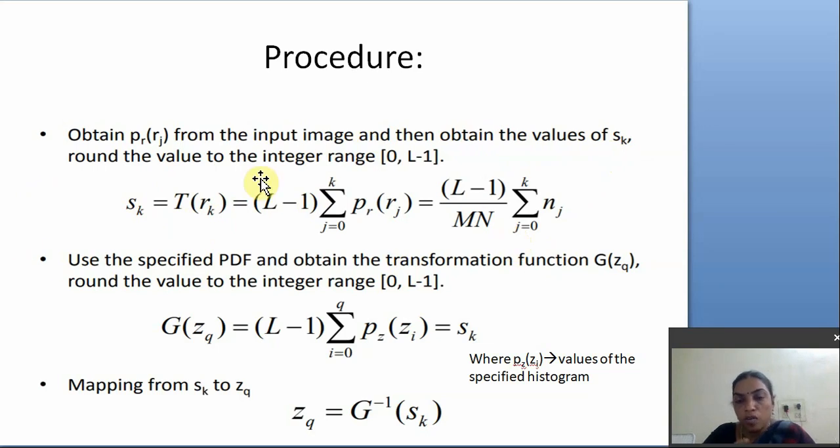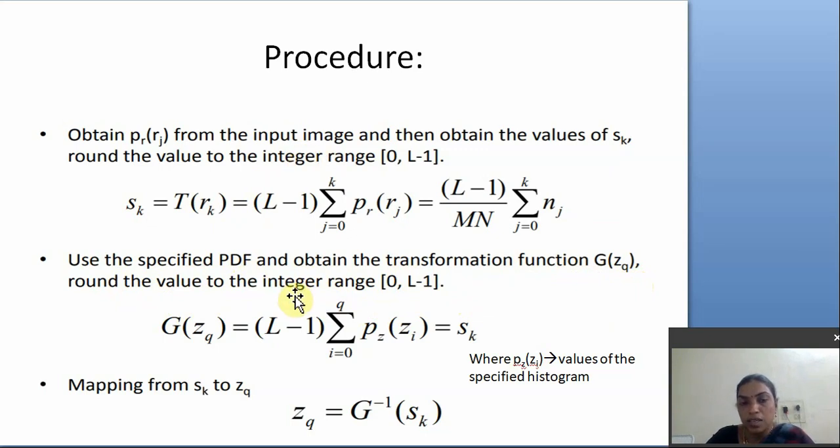Then round off all the values to get the integer values. The range is 0 to L minus 1, where L is the total number of gray levels in the image. Now use the specified probability density function and obtain the transformation function G of ZQ, and then round the value to the integer range 0 to L minus 1. So the first step is similar to histogram equalization.